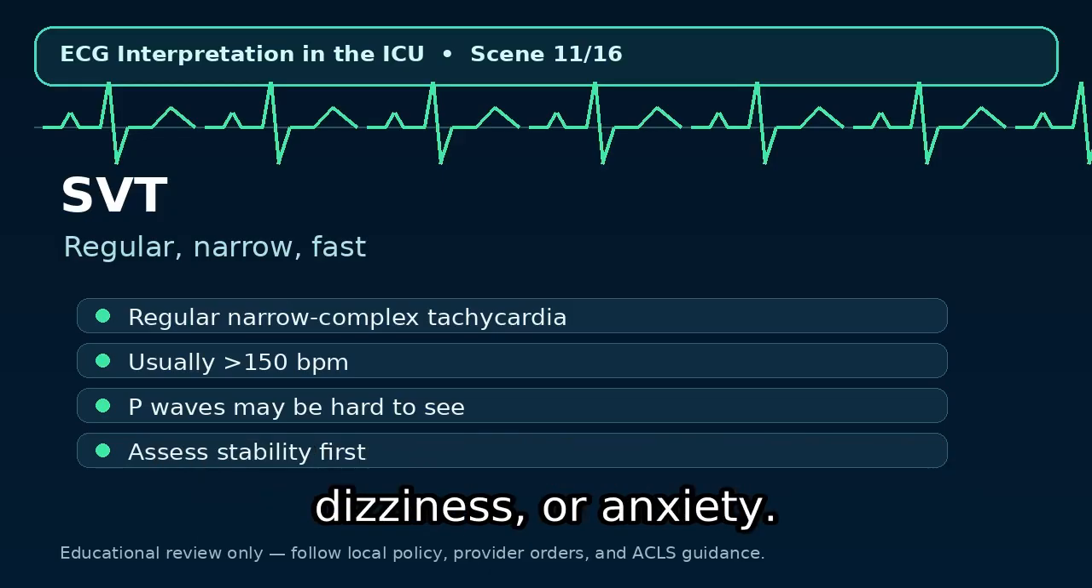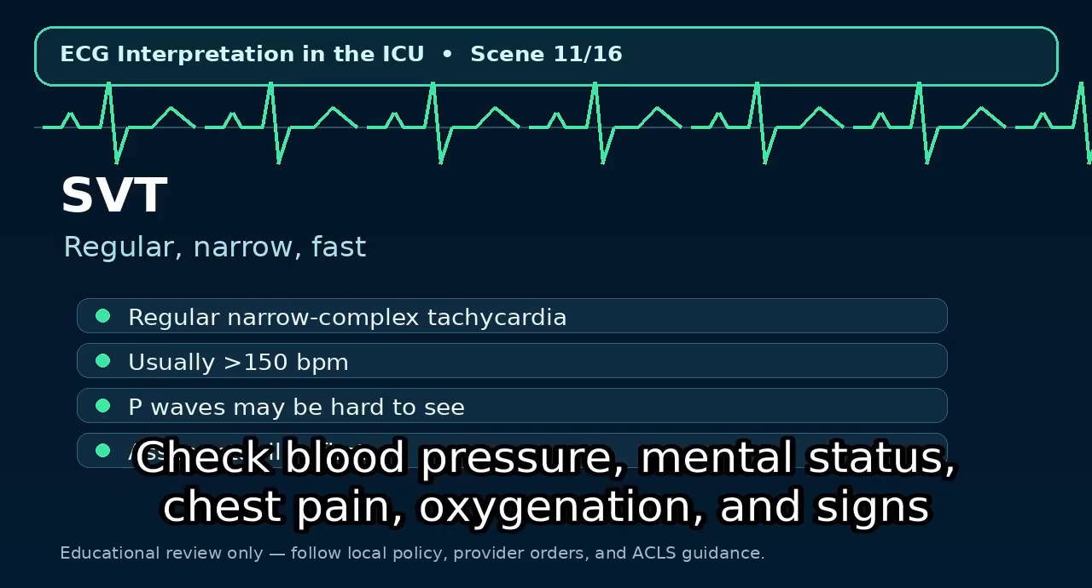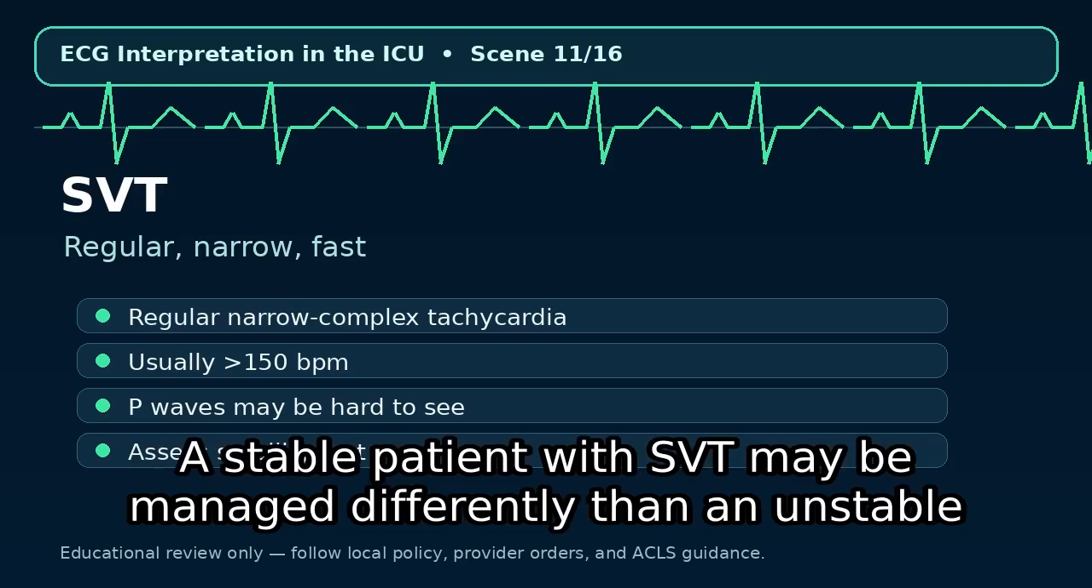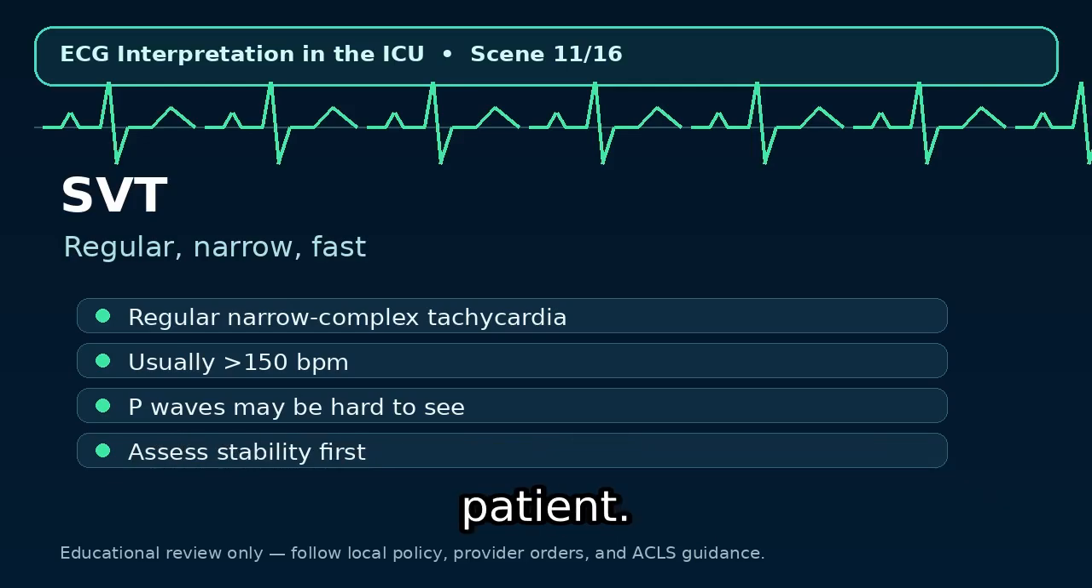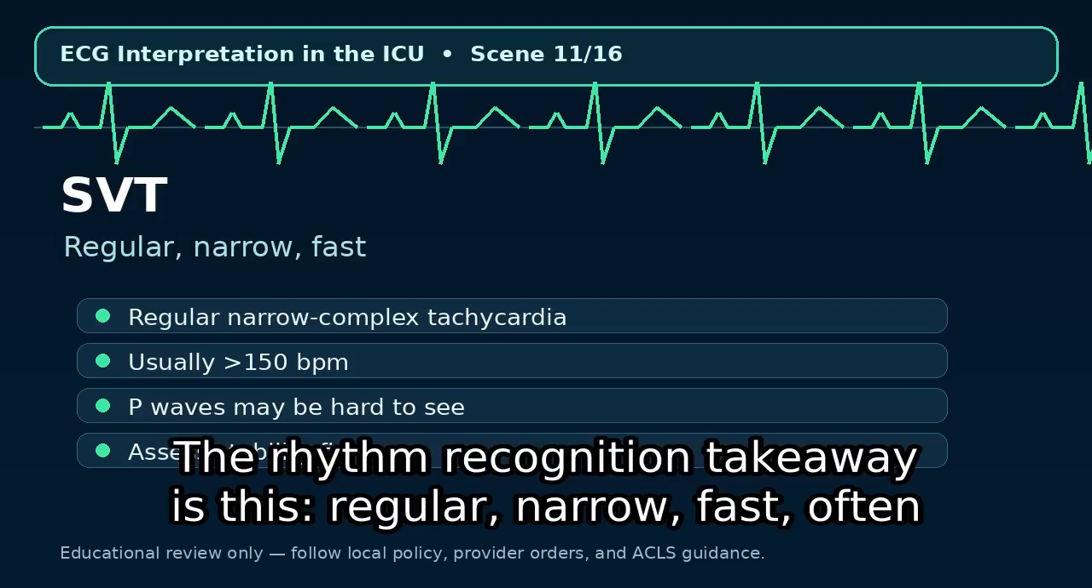Your first priority is to assess stability. Check blood pressure, mental status, chest pain, oxygenation, and signs of poor perfusion. A stable patient with SVT may be managed differently than an unstable patient. Follow your facility protocols and provider orders. The rhythm recognition takeaway is this: regular, narrow, fast, often over 150.